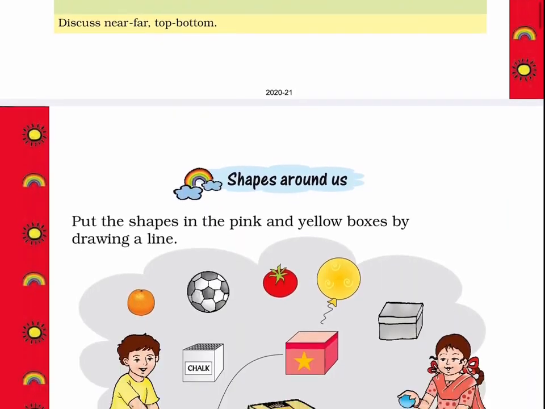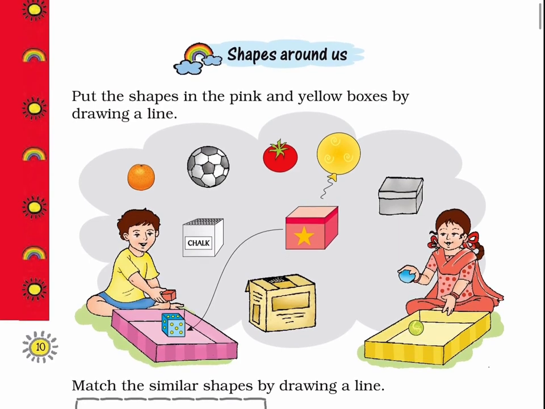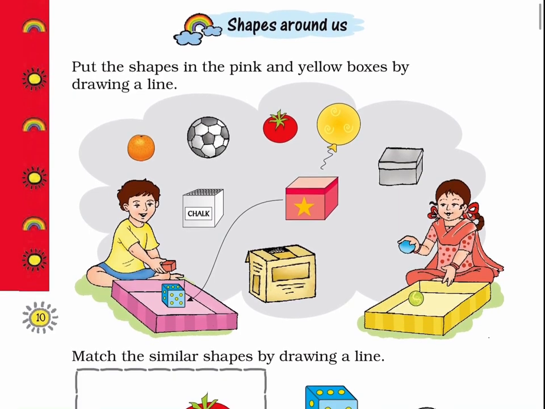Page 10. Shapes around us. This page is divided into two parts. Each part has one picture. Before beginning to read this page, let's become familiar with the shapes mentioned on this page. Shape 1. Round. Round is a shape like a ball. Shape 2. Cube. Cube is like a dice.